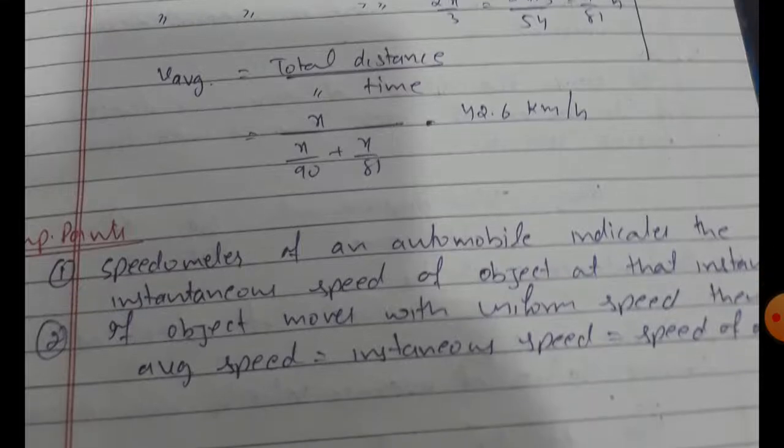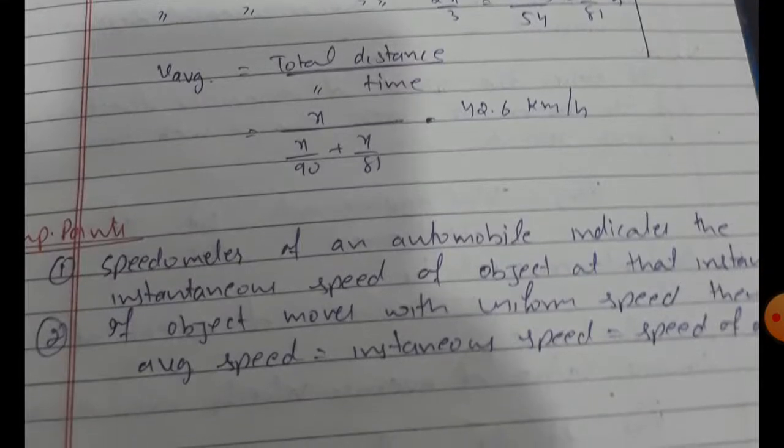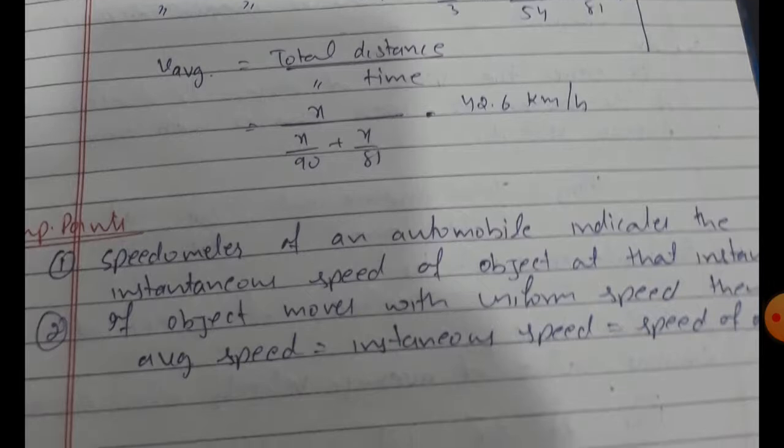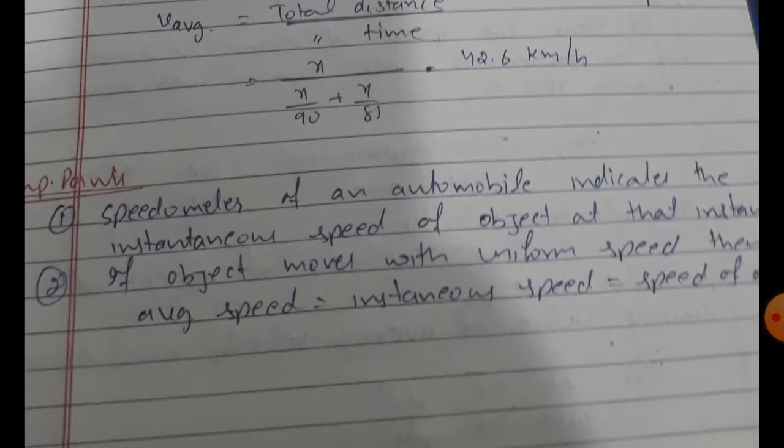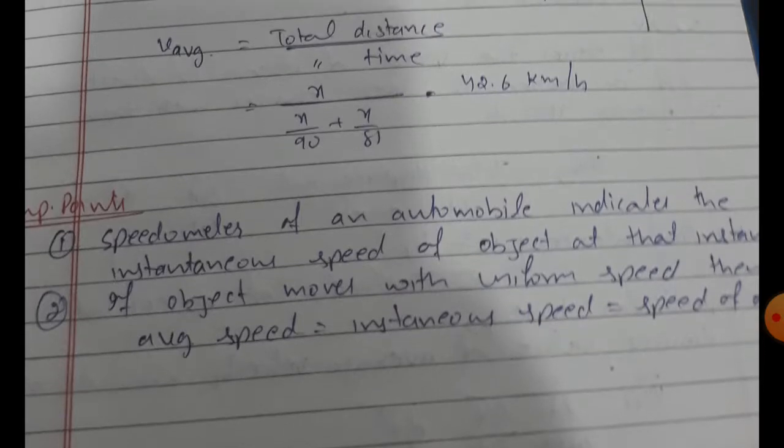Important points about speed. The speedometer of an automobile indicates the instantaneous speed of the object at that instant. Next, if an object moves with uniform speed, then the average speed is equal to the instantaneous speed, which is equal to the speed of the object.